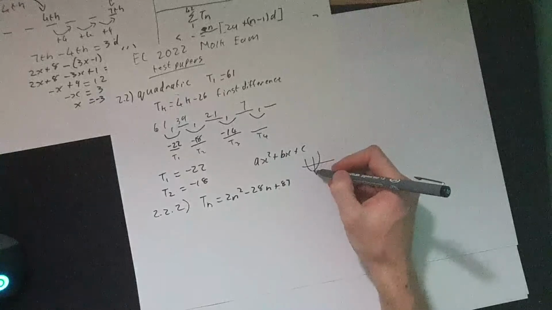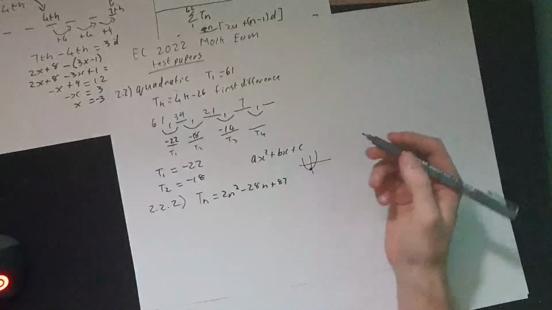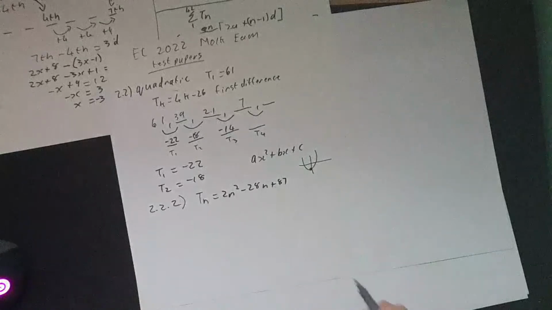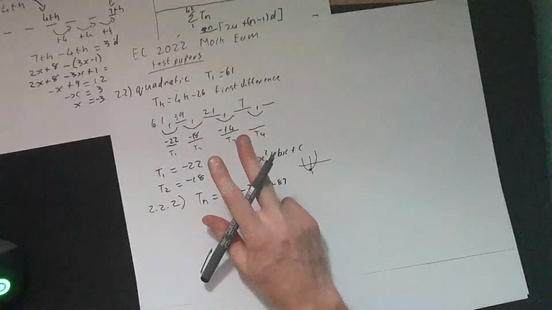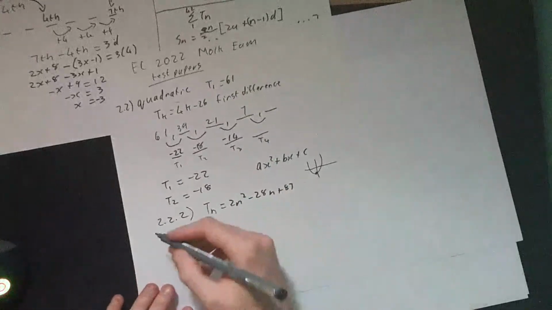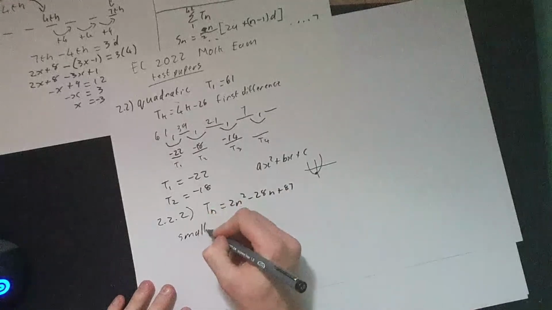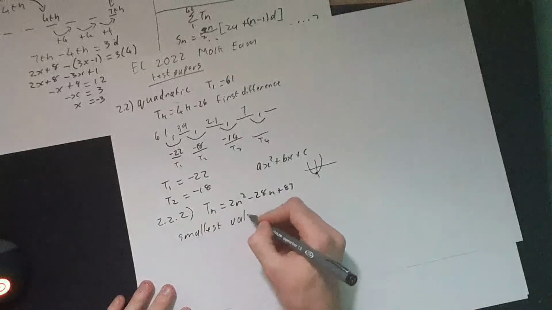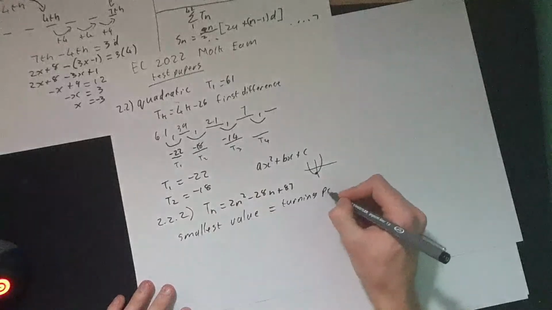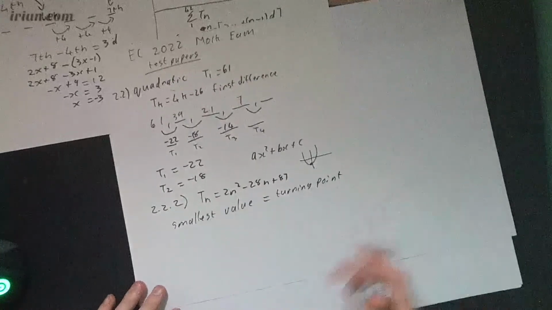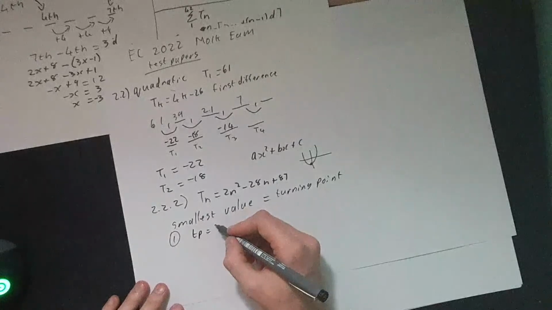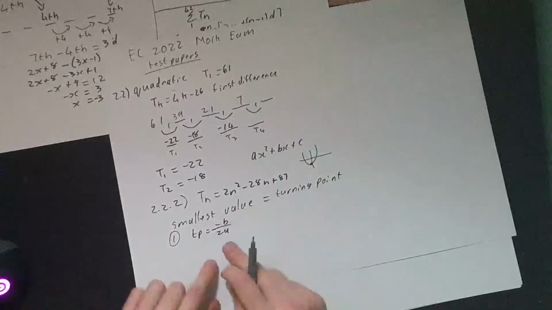We want to find the smallest possible value. What is the smallest? The turning point, essentially. So that's what you're finding: the turning point. As I said in the previous question, there are 2 ways to find the turning point that you should know off by heart. Smallest value equals turning point. Let's go over it again. One is you use the formula given to you: TP equals negative b over 2a. Does everyone know where this comes from?